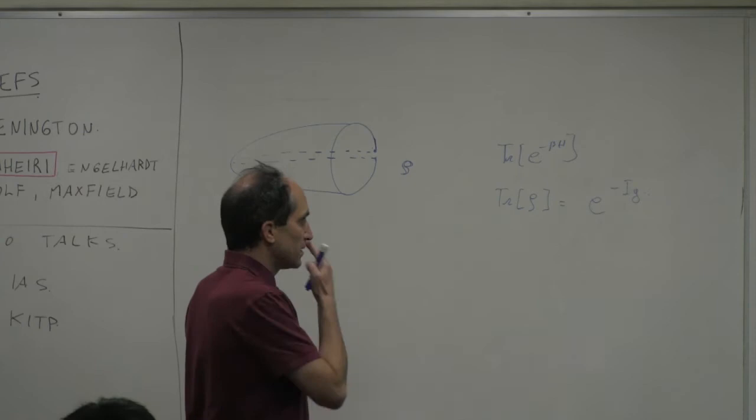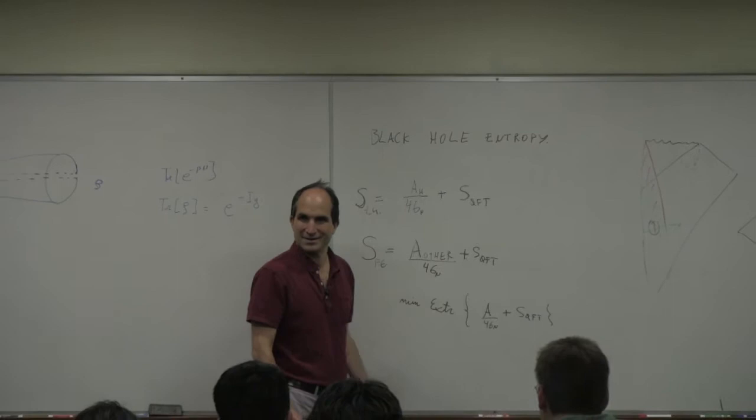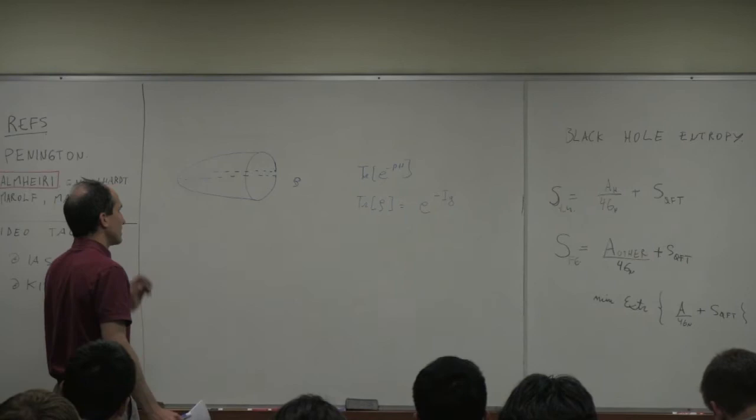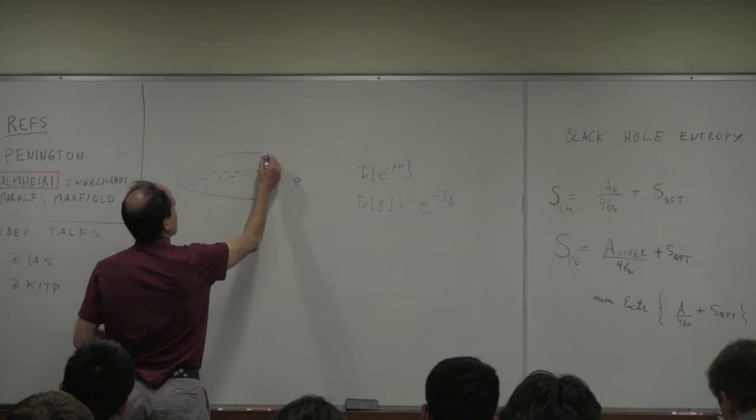Okay. Now, in this thermal equilibrium case, these two entropies are actually the same, and this could be viewed as a derivation of either of these two entropies. Now let's go a little bit away from thermal equilibrium. One way we can go away from thermal equilibrium is by modifying this computation, so we can add a little wiggle to this circle.